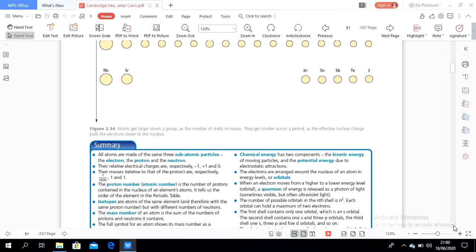This is because there are more electron shells, so more distance. But across the period, the distance is the same, but there are more electrons in the same shell. More electrons, more protons, more nuclear charge attraction. That makes the electrons from the outermost shell be pulled inward towards the nucleus. Okay, so after this we are going to have exercises on the structure of atoms.